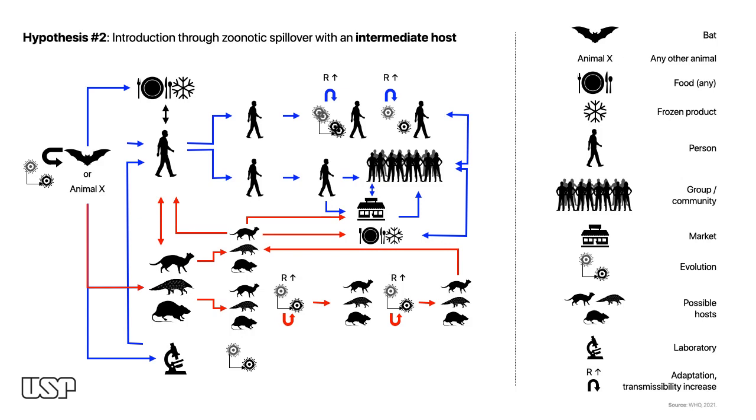The second hypothesis was related to the introduction of the virus through zoonotic spillover with an intermediate host in the transmission. According to this hypothesis, bats or another animal infected the intermediate host, which infected humans, and afterwards human-to-human transmission would have occurred. This hypothesis was considered very likely.